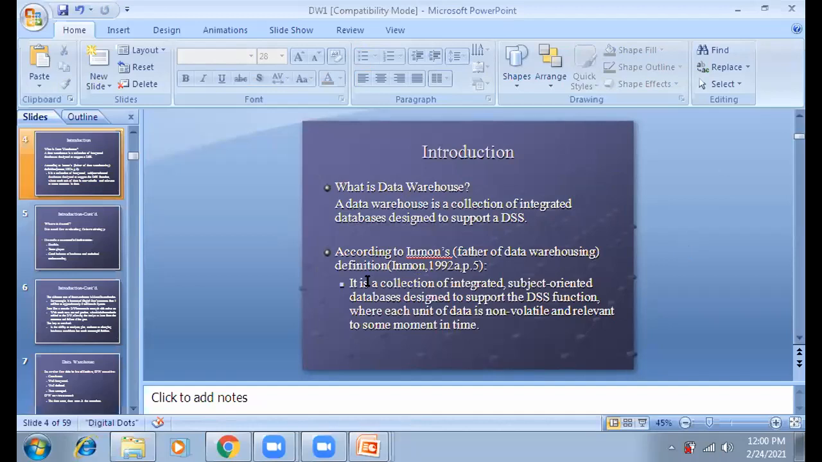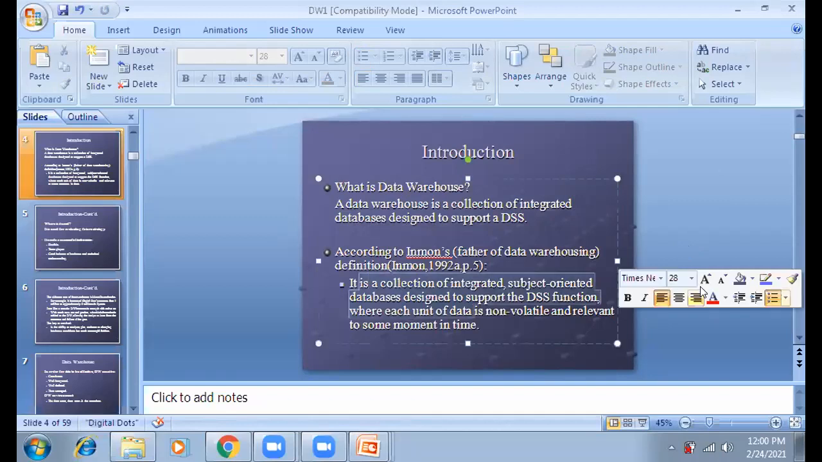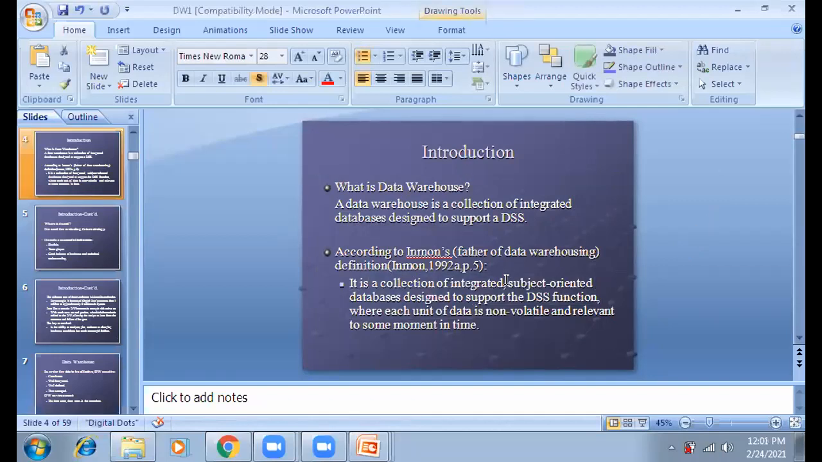Third definition, which has been written here, is that it is a collection of integrated, subject oriented, non-volatile and time invariant data. Each active feature is very, very important. What are those four features of a data warehouse? Each and every data warehouse must follow these four features, and these four features were introduced by Inmon for the first time in the year 1992. What are those four features?